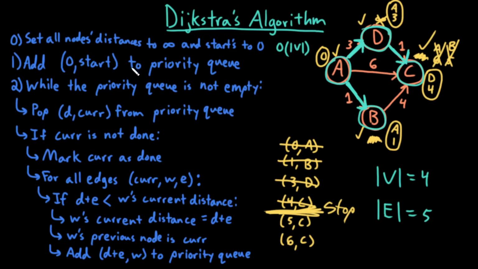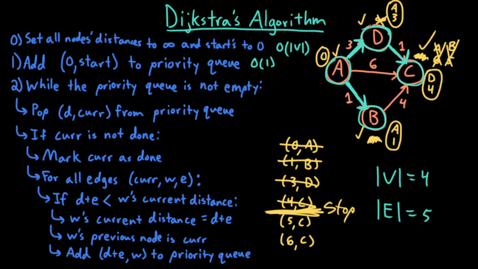Add 0, start to the priority queue, and let's assume that the priority queue is implemented using a min heap, because that would be the most efficient way to do it. Well, my priority queue is initially empty, so adding one element to an empty priority queue is just constant time, right? The priority queue is empty, I just set it as the root.